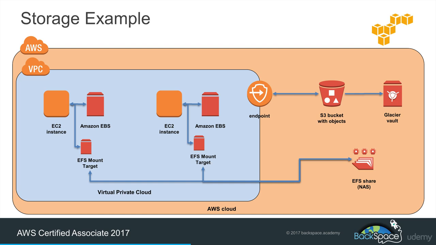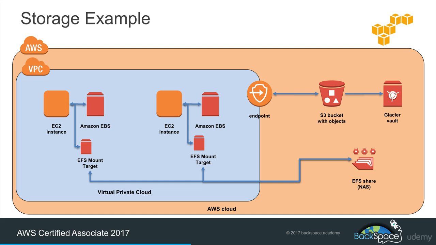So we've got our EFS share, and that's located outside of our VPC, and we have our EFS mount targets that are located inside our VPC that provide access through to that EFS share. And then we look at accessing the Amazon S3 service. Now the Amazon S3 service is not located inside our VPC. That's located inside AWS, but outside of our virtual private cloud.